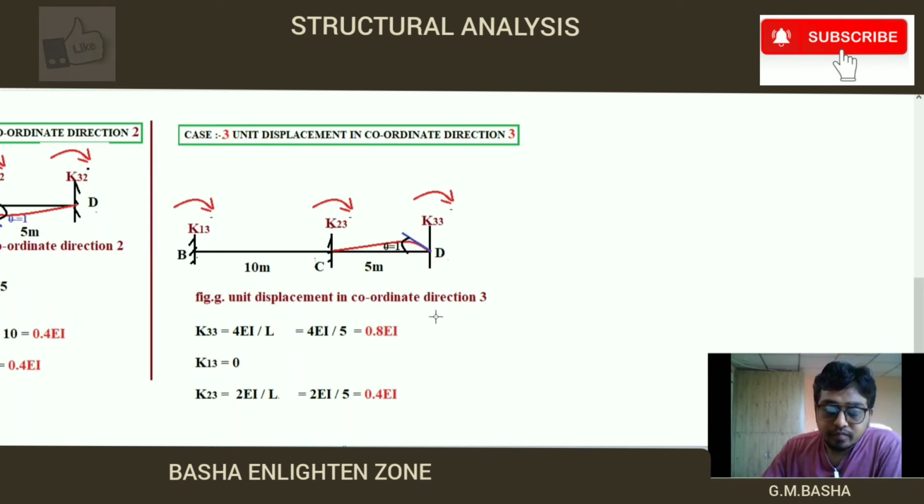See here, what about this one? We are applying unit moment 4EI by L for span CD or DC. So K33 will be equal to 4EI, where I equals I and the span equals the particular length of CD. That one will be equal to 0.8 EI. And what about this K23? Whatever unit moment is applied here, half of the moment goes to its other end. That is half of 4EI by L, which will be equal to 2EI by L. If you simplify that, you will get 0.4 EI.